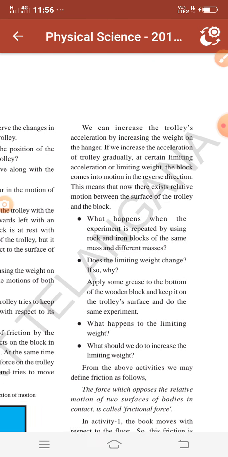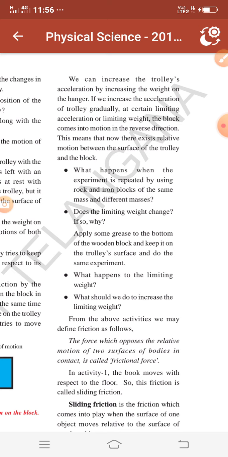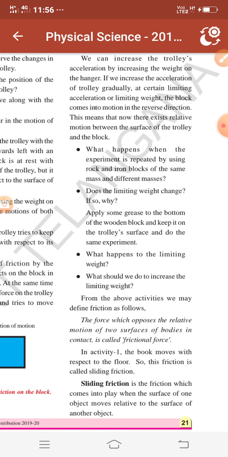We can increase the trolley's acceleration by increasing the weight on the weight hanger. If we increase the acceleration of the trolley gradually to a certain limiting acceleration or limiting weight, the block comes into motion in the reverse direction. Until then, the force of friction by the surface of the trolley acts on the block in the direction of motion. At the same time, the block also applies a force on the trolley in the opposite direction.